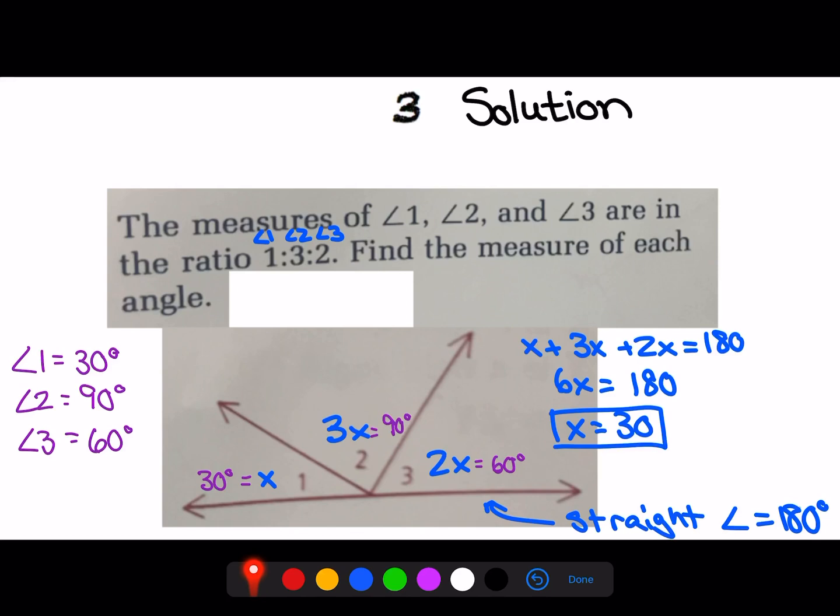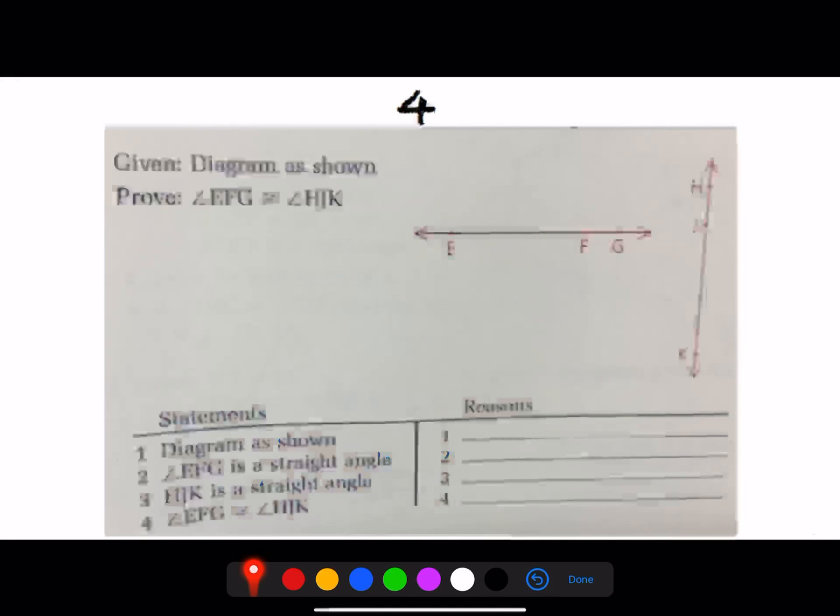All right, next up we have number 4, which is a proof. So go ahead and pause the video, and then whenever you're ready, unpause it and we'll go through it.